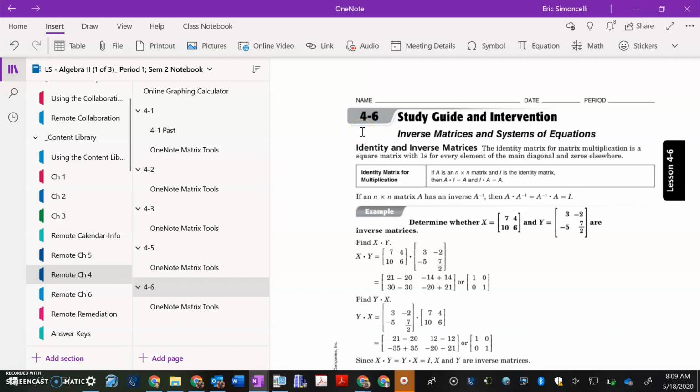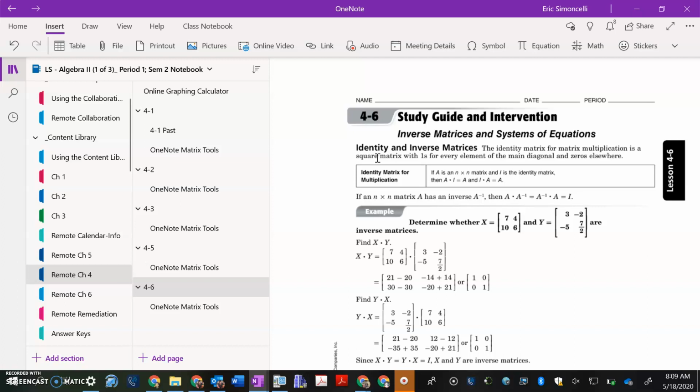Students, welcome to section 4-6, inverse matrices and systems of equations. We start off with the identity and inverse matrices. The identity, as far as the matrix is concerned, is a 2 by 2, or 3 by 3, 4 by 4, and so on sized matrix, as is an inverse matrix. But the identity is actually something that we typically don't see in a problem.